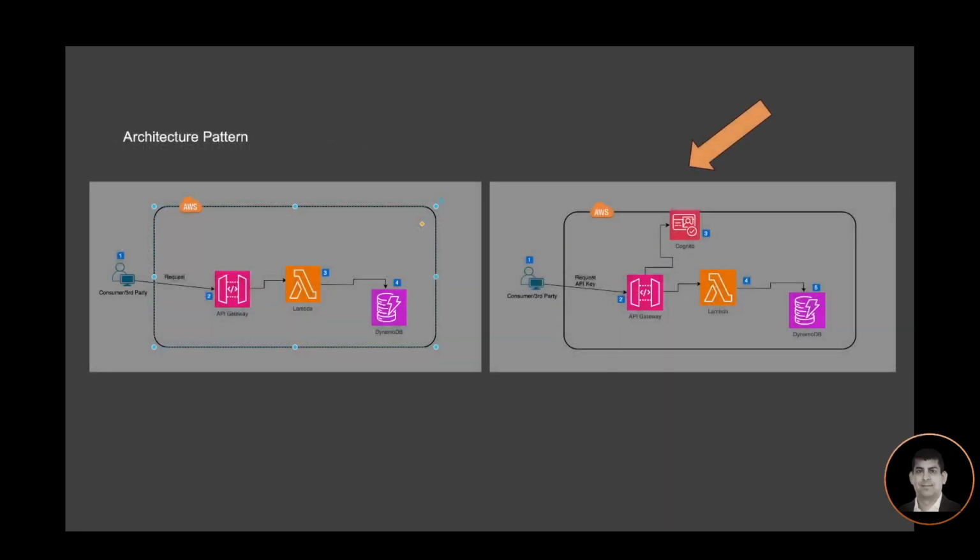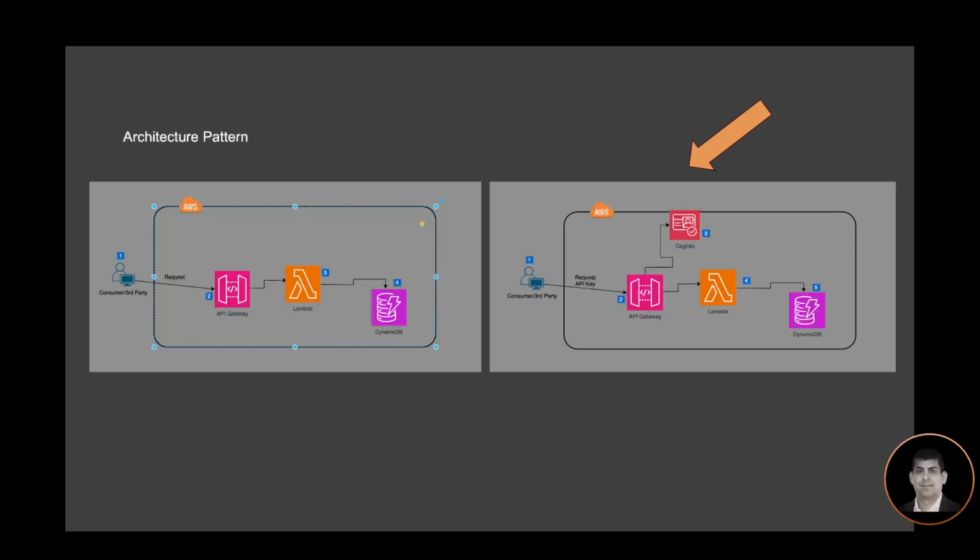Let's look at the architecture design of our API. I have two architecture designs here. The first design is an unsecured API endpoint, which is accessed by a consumer third party via API gateway. This API will use a serverless Lambda function to get the data from the DynamoDB, and it will return it to the invoking consumer or third-party app. There is no security. Anybody who has access to the API endpoint can call this API.